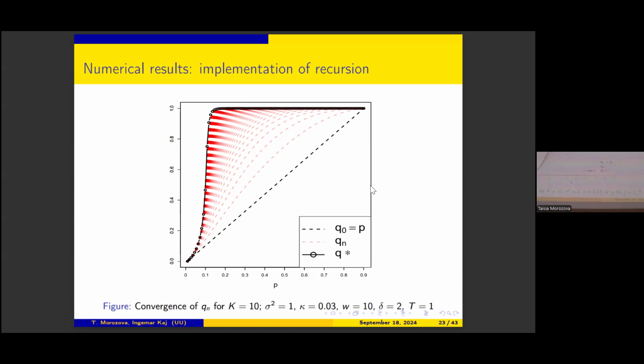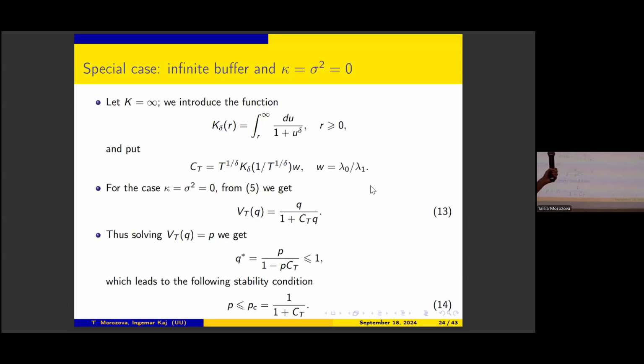I think this was the case when the buffer had capacity of 10, and I think it took around 300 steps to get the convergence. When I say convergence, it's maybe not very precise. It's just when you visually see that it stops changing, maybe you can think that you get the convergence. Yes, and that was for the finite buffer case.